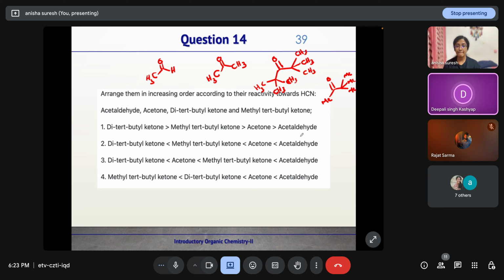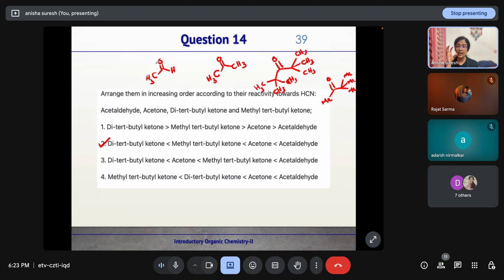Ma'am, option number 2, option B. Option number 2 will be the right answer. As we have seen in the first or second example, an electron donating group, when it is present, will decrease the electrophilicity of the carbonyl carbon.